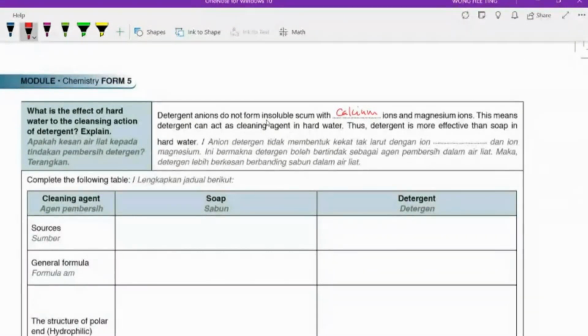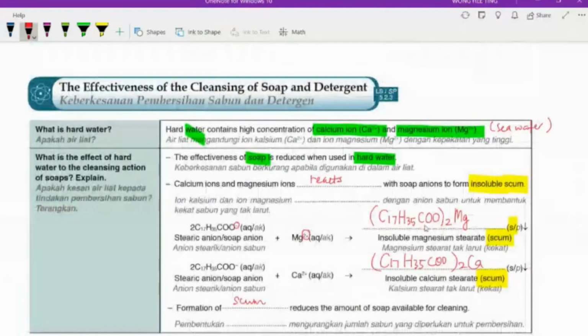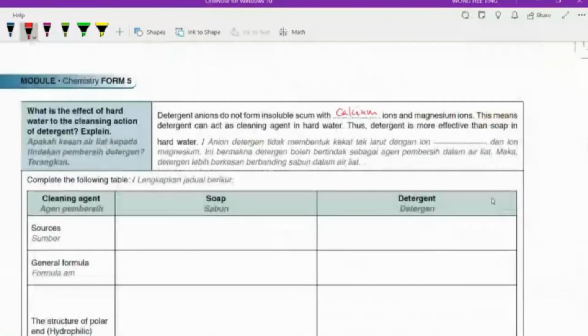A lot of students feel that detergent does not react with the calcium and magnesium ions. No, they still react. Detergent and the ions still react also, like this, but the product formed is not a solid, it's a soluble salt. So it can be washed easily.